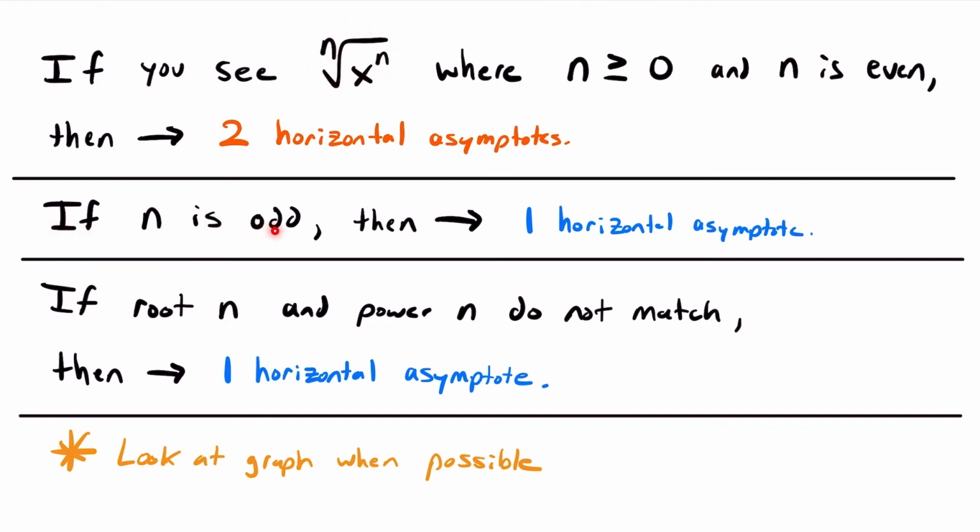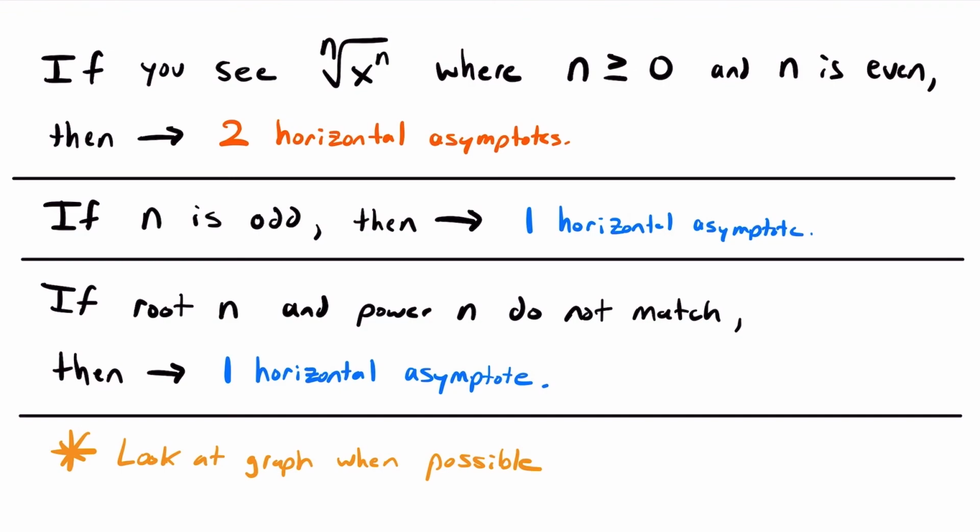But if n is odd instead of even, then you can expect one horizontal asymptote. And so that would apply to the cubed root of x cubed, or the fifth root of x to the fifth power, and so on. And then if the root n and the power n do not match, then you can expect just one horizontal asymptote, right? So if you had the square root of x cubed, or the cubed root of x squared, you're only going to see one horizontal asymptote, and so you don't need to worry about multiplying by -1 if you have a limit at negative infinity. Right, and so that's what you need to remember for limits at negative infinity for rational functions that have a radical in the numerator or denominator.